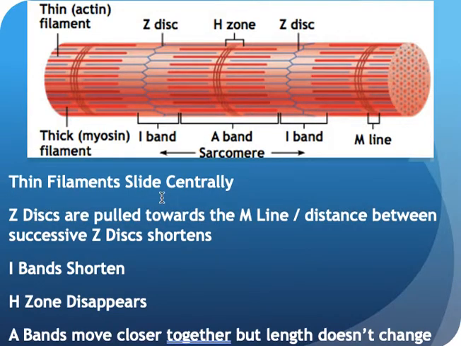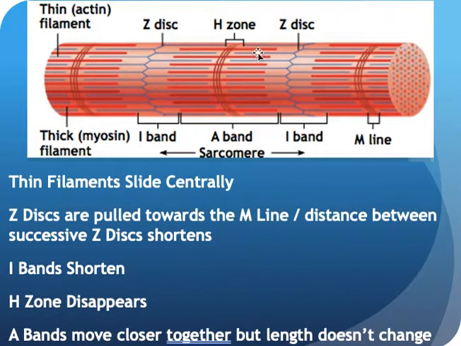Okay, so the thin filaments are going to slide centrally, and again, these little blue thin actin filaments are the ones that are going to slide, and the ones that are going to be pulled by these myosin filaments. So these little filaments are going to get pulled in this way towards this central line here. Okay, the Z discs are going to be pulled towards the M line. And again, the Z discs are the line here that are attaching these, they're attached to these actin filaments.